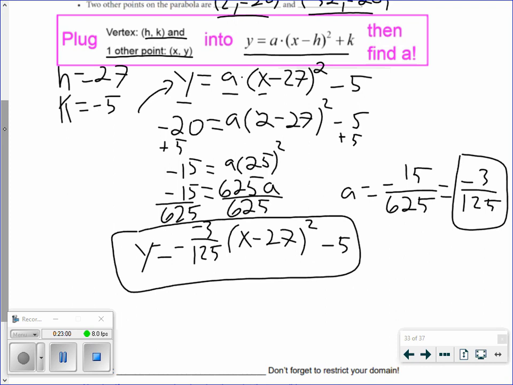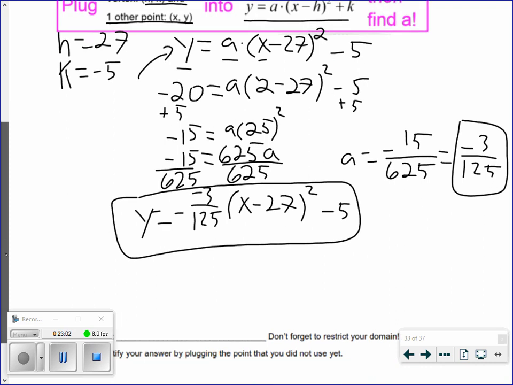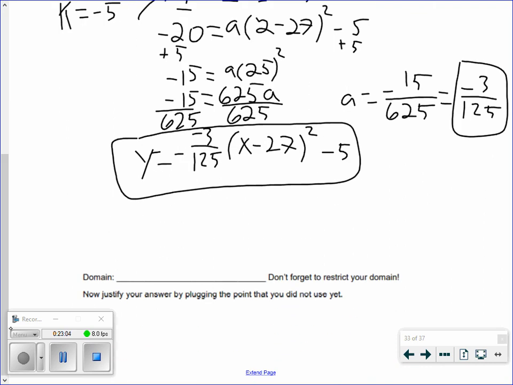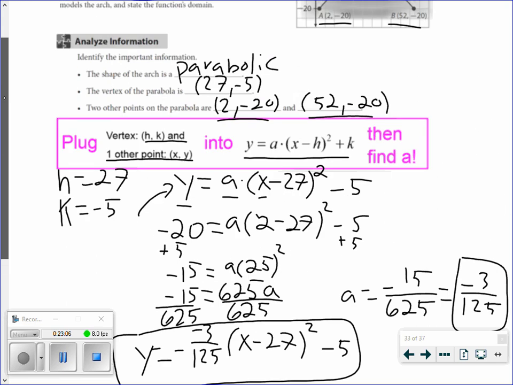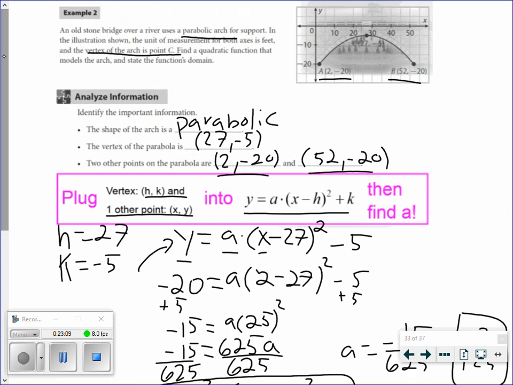And what we need to do now is restrict our domain, right? That's what it says down here. We need to restrict it, and that's because if we go back to the problem, we have this bridge, but this bridge only goes from point A to point B. It doesn't go any further than either of those points. So when we give the equation, we're saying this equation only applies from the beginning of the bridge to the end of it. Anything after it, we don't know what's happening. We don't care. We only care about the bridge.